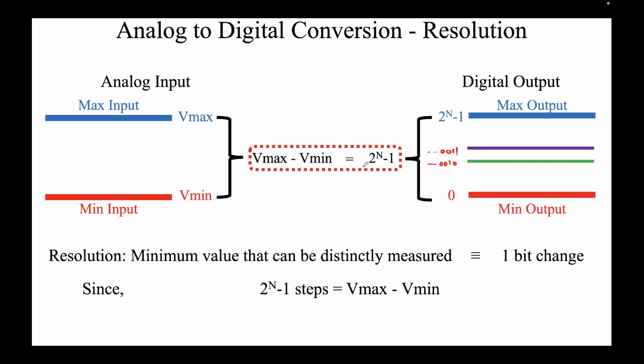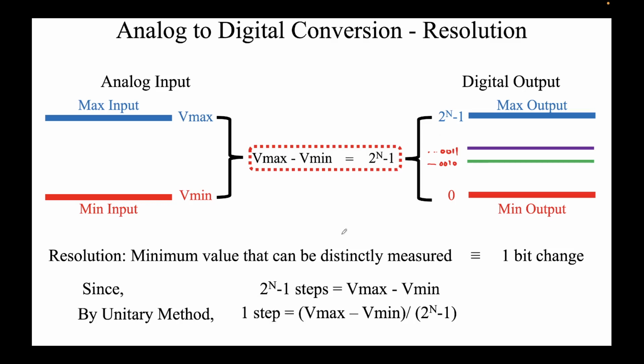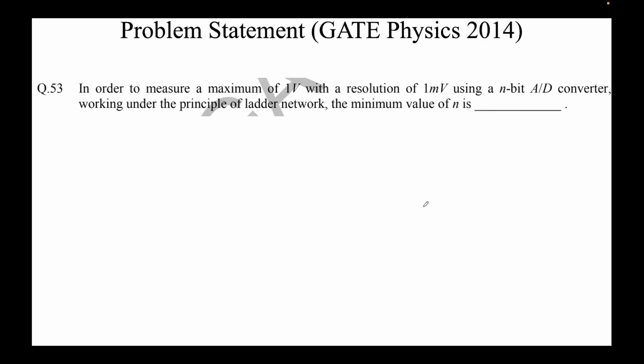Okay, so since there are 2 raised to the power n minus 1 steps, which corresponds to V max minus V min, by simply applying the unitary method, you can see one step equals V max minus V min over 2 raised to the power n minus 1. We know that this one bit change is nothing but the resolution, or the minimum value that can be distinctly measured. So that will be V max minus V min over 2 raised to the power n minus 1. Right. So getting back to our problem, this is the resolution formula that we derived.